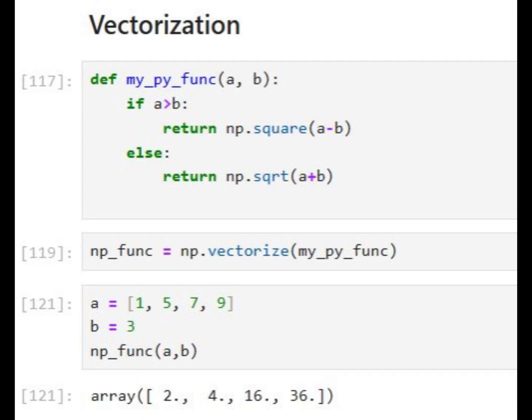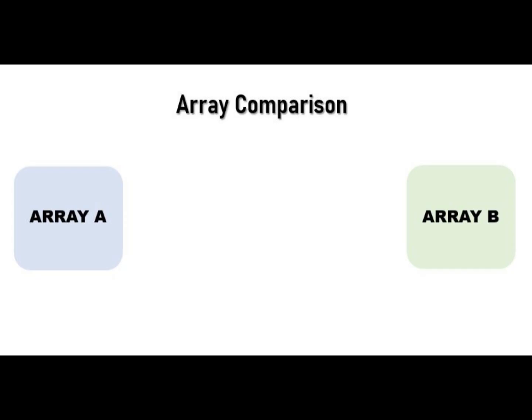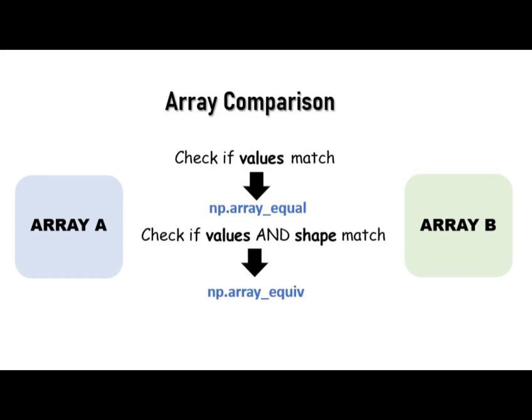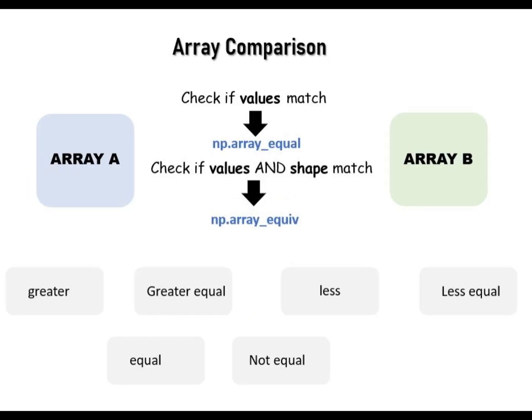It's displayed there. You can compare two arrays using array_equal, if you are interested to know if values exactly match, and if you like to check both the values and the shape, like exactly if they match, you need to use array_equiv. Then some other functions are there like greater, greater_equal, less, less_equal, equal, not_equal, that can be carried out element wise on two NumPy arrays to check the values.